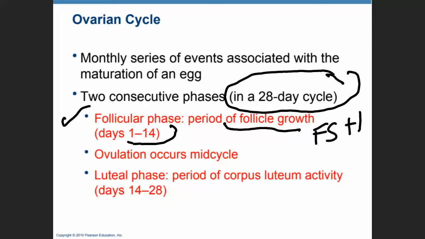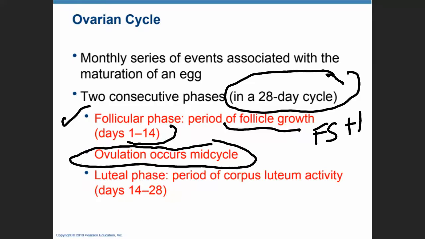Then in the middle of the cycle, on day 14, ovulation takes place. And then the luteal phase begins, luteal because of the corpus luteum. In this period, the corpus luteum is made after ovulation. That's what's left behind after ovulation.